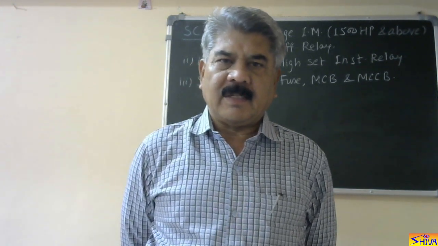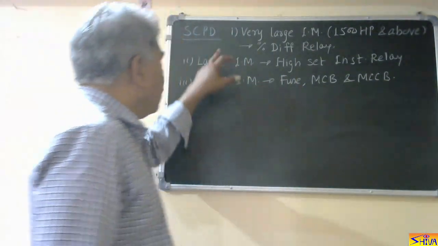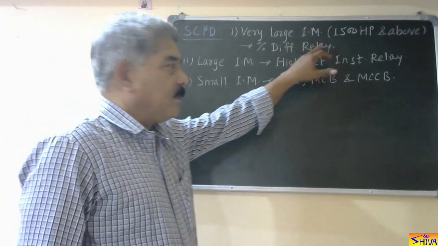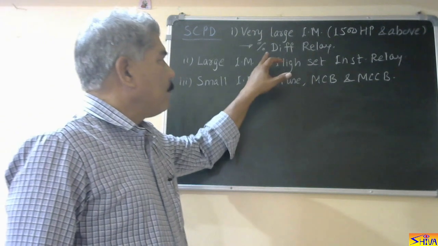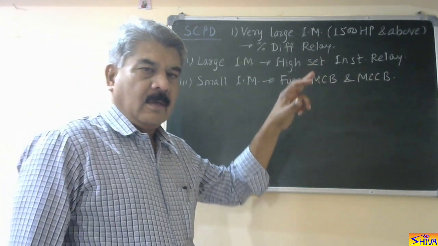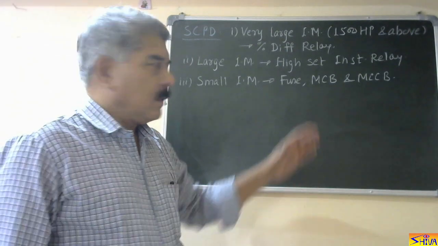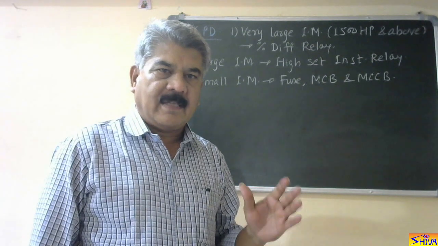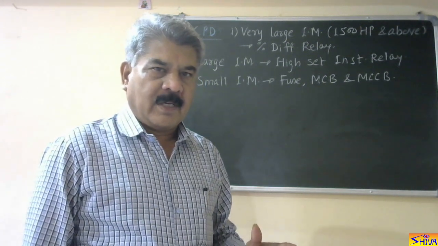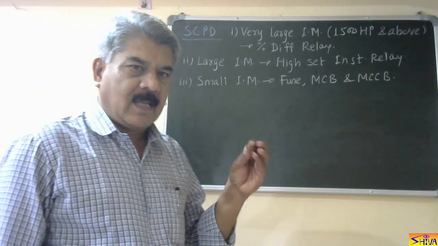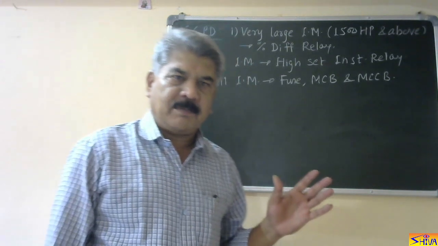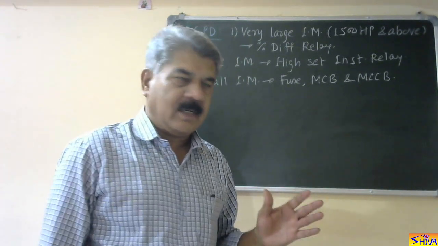In this video lecture, I will explain short circuit protective devices, SCPD. For very large induction motor, that is 1500 horsepower and above, percentage differential relay is used for short circuit protection. This percentage differential relay is installed in the same way as it is installed for the generator protection. Operating principle is the same. This I had explained in the generator protection, so I am not going to repeat it.